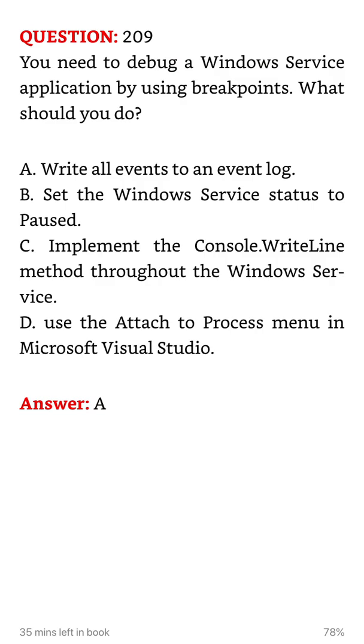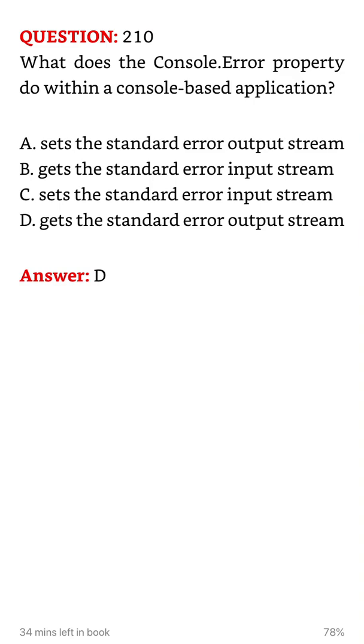Question 209. You need to debug a Windows Service application by using breakpoints. What should you do? A. Write all events to an event log. Question 210. What does the Console.Error property do within a console-based application? Answer is D. Gets the standard error output stream.